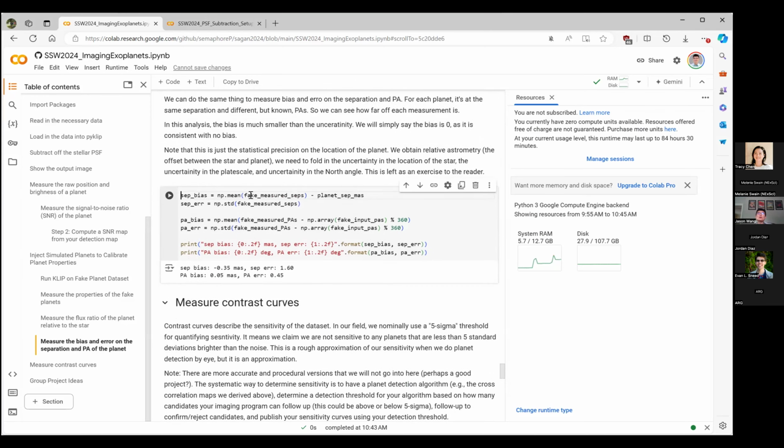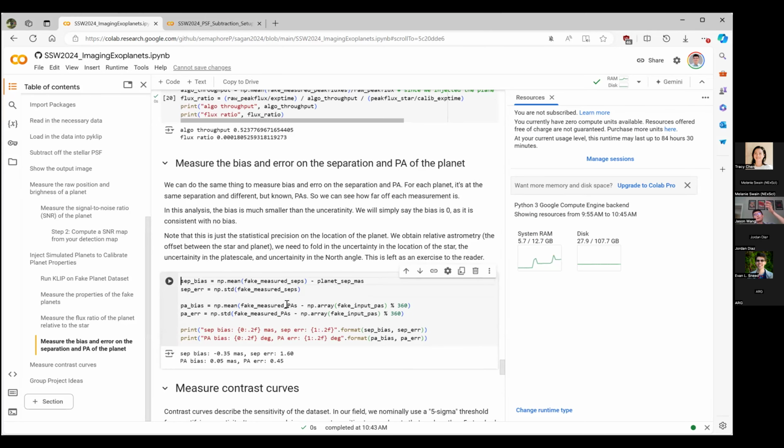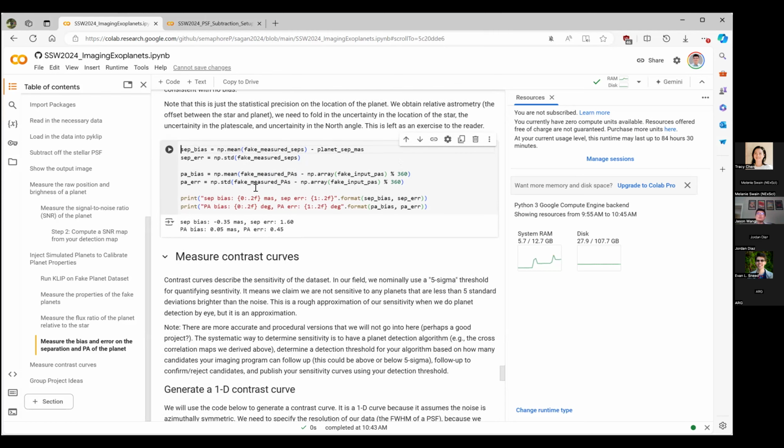Okay, so now that we've actually measured everything we want to measure for a planet, we measure its position, we measure its flux ratio. Those are real astrophysical quantities, and we can use them to do other analysis.